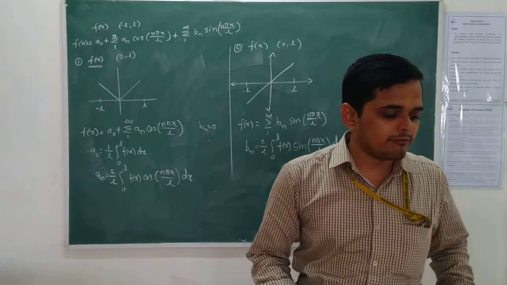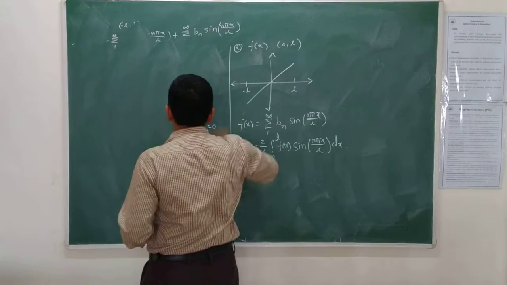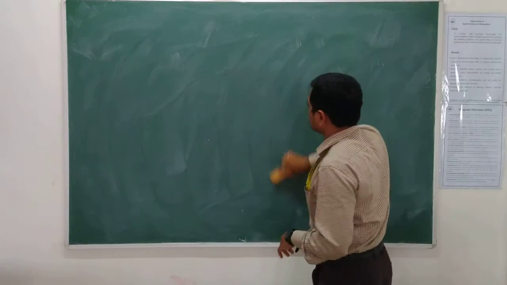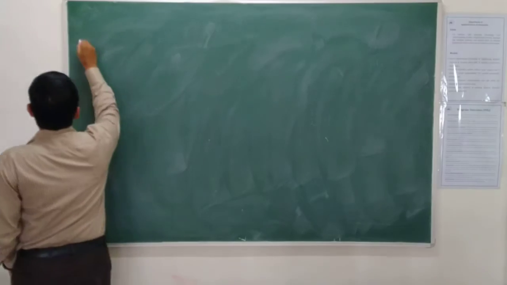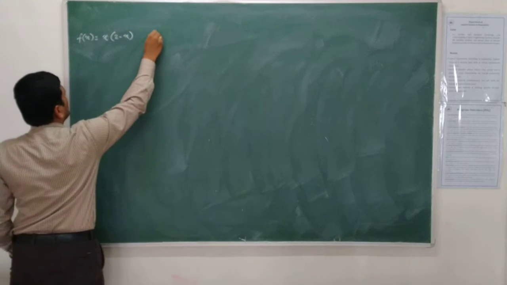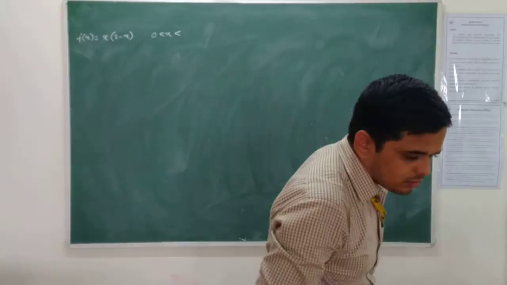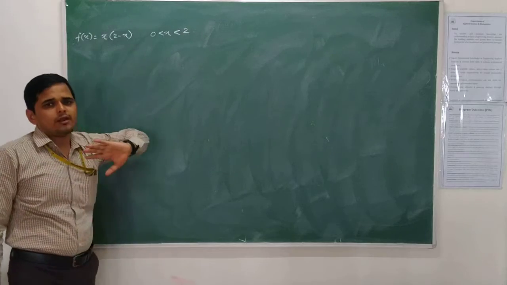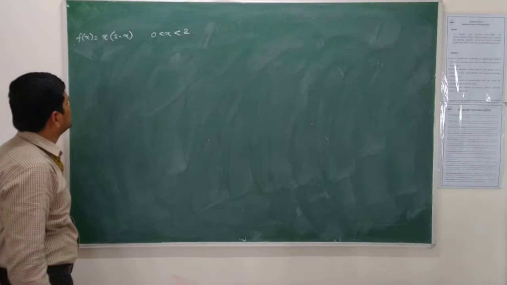Find a sine series of the function f of x is equal to x into bracket 2 minus x, in the interval 0 is less than x less than 2. So the half of the range is provided. The period of the function has to be 4. Here, half of the range is given.